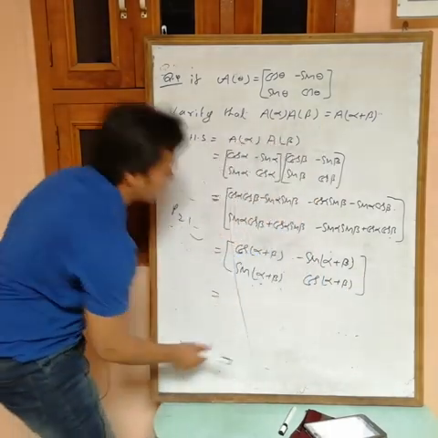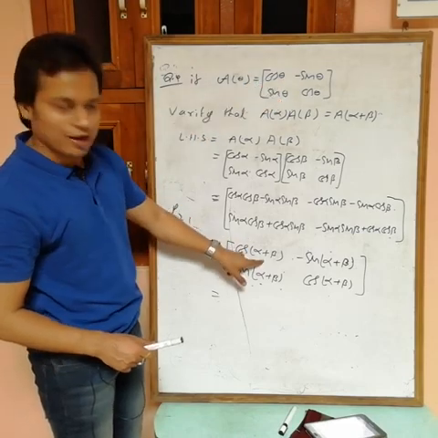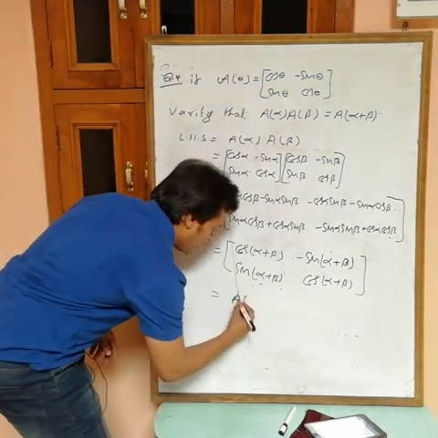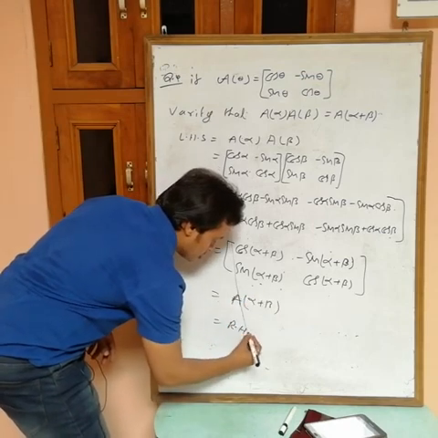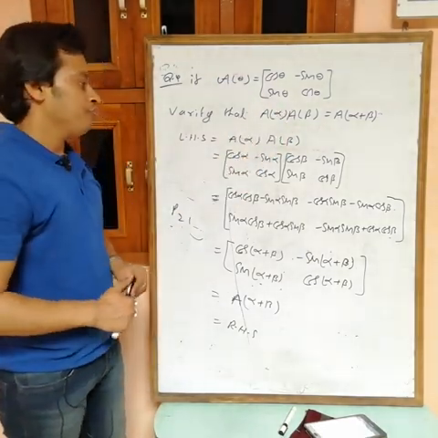Now check. This is same as this one, only one difference: at the place of theta we have alpha plus beta. So replace theta with alpha plus beta, and we are getting A alpha plus beta. This is RHS. So it means this one is true.